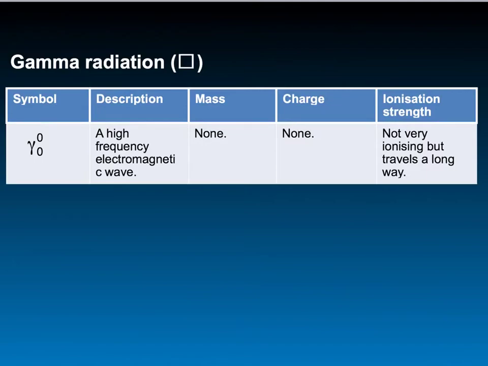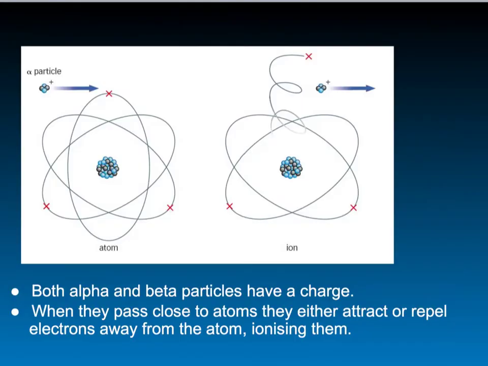It's very penetrating. Alpha particles, beta particles and gamma rays are all described as ionizing radiations. They ionize the atoms of any material they pass through. Atoms are usually neutral. They have no overall charge, as the positive charge from the protons is exactly cancelled out by the negative charge from the electrons.